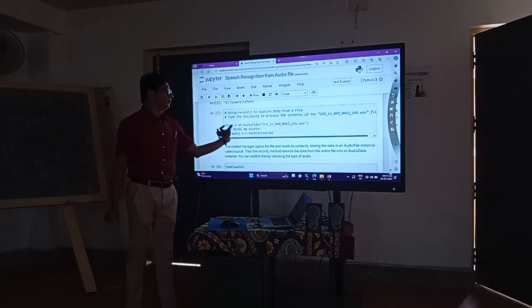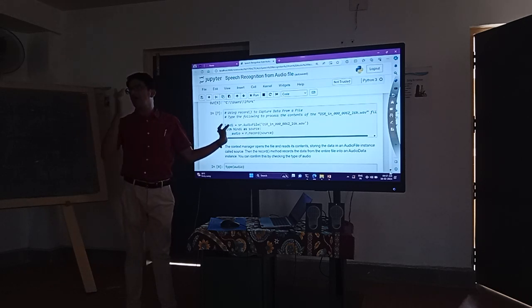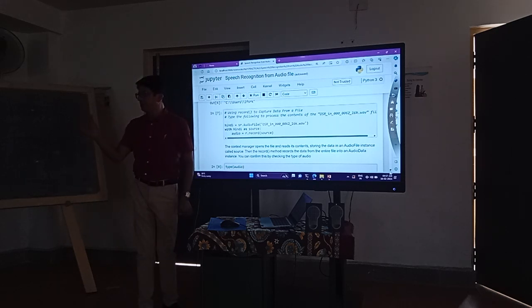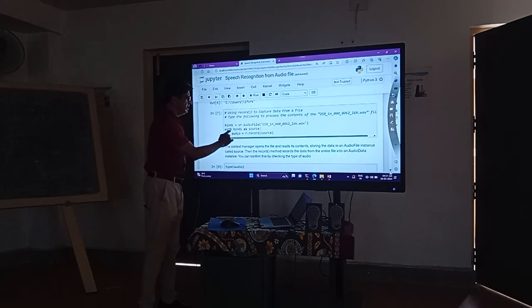It is a list or one data element. Hindi is an iterable element. Hindi is an iterable element. Now with Hindi as source, audio or record of source.